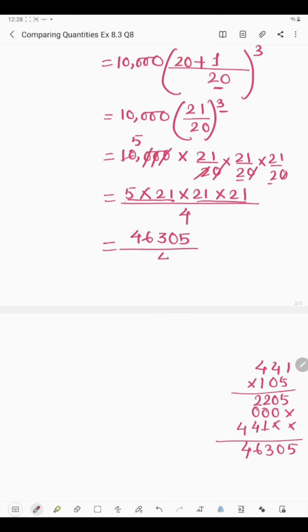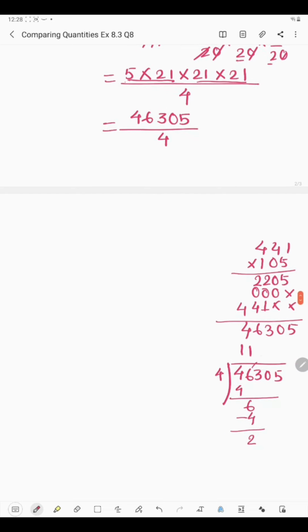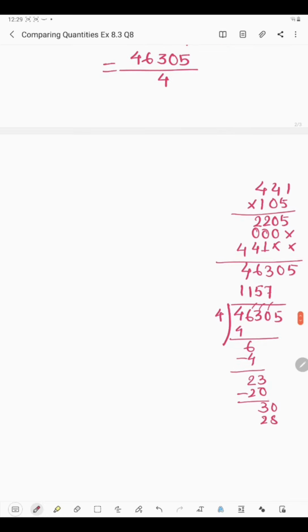46305 divided by 4. Now we will divide this. 46305 will be divided by 4. So 4 ones are 4. Now 6 will come down. Now 4 ones are 4, so 6 minus 4 is 2. Now 3 will come down. 4 5s are 20. Now 3 minus 0 is 3. Then 0 will come down. So 4 7s are 28. So 10 minus 8 is 2. 3 will be 2. 2 minus 2 is 0. Now 5 will come down. So 4 6s are 24. So 5 minus 4 is 1.